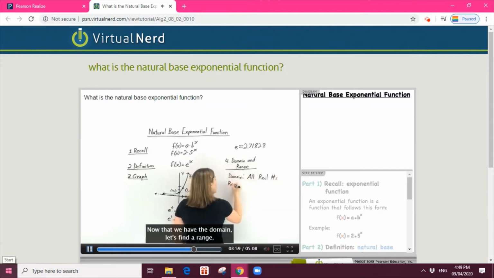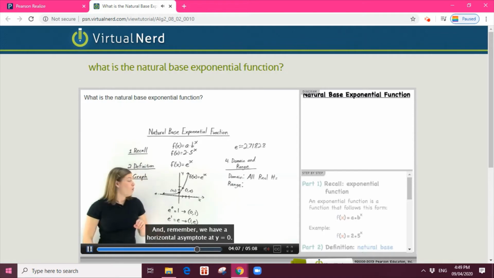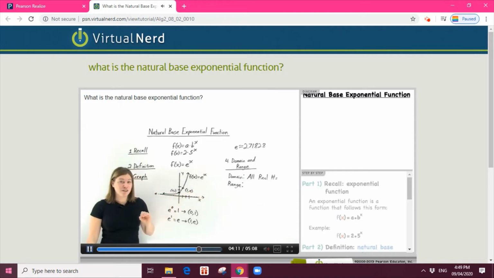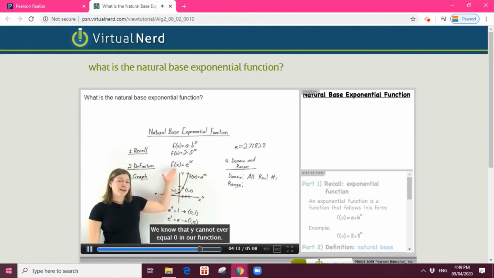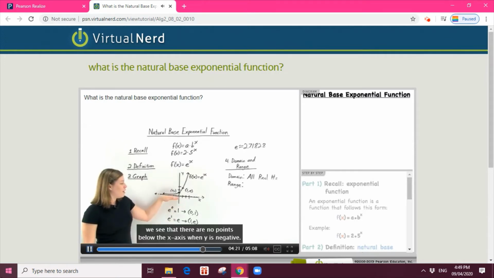Now that we have the domain, let's find the range. The range, remember, is the set of y values that our function can have. And remember, we have a horizontal asymptote at y equals 0. We know that y cannot ever equal 0 in our function. We just can't make it true. And if we take a closer look at our graph, we see that there are no points below the x-axis.